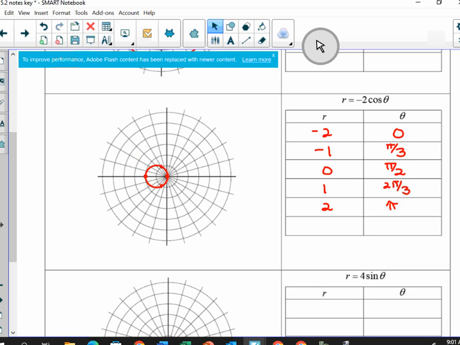Do you guys see how it's a circle? I know it's small, and you're only plotting 4 points. If we had plotted decimal values in between, like pi over 6, pi over 4, you'd see a little bit more of that curve.